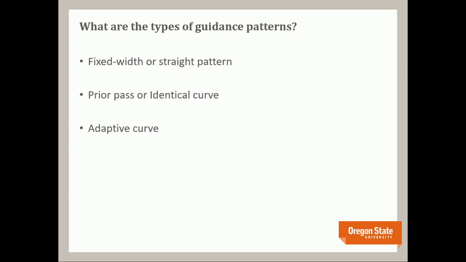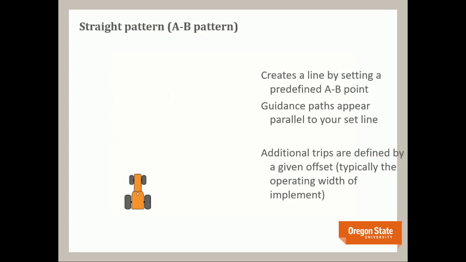What are the types of guidance patterns? Fixed width or straight pattern, prior pass, adaptive curve. The straight pattern or the AB pattern creates a line by setting a predefined AB point. The guidance path appears parallel to your set line. Additional trips are defined by a given offset, typically the operating width of the implement.